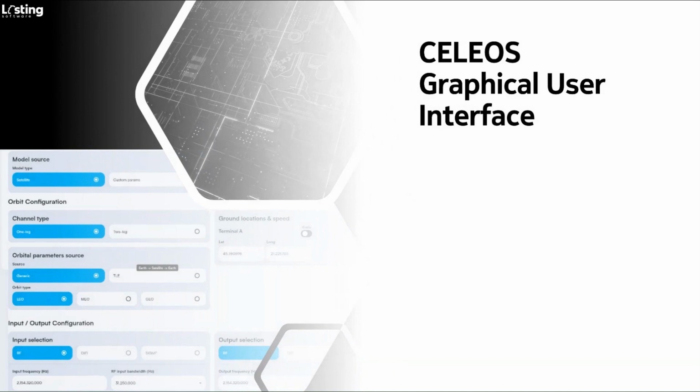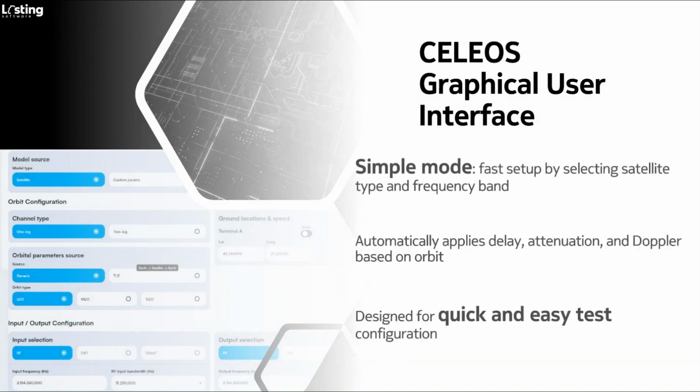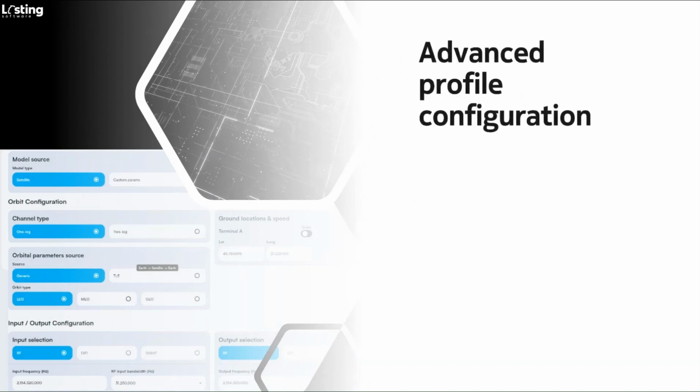CELEOS features a user-friendly interface as well. In simple mode, you can choose your satellite type and operating band. The system automatically applies all relevant impairments for that scenario, making this mode perfect for quick tests and demonstrations. Nevertheless, there is also an advanced profile.